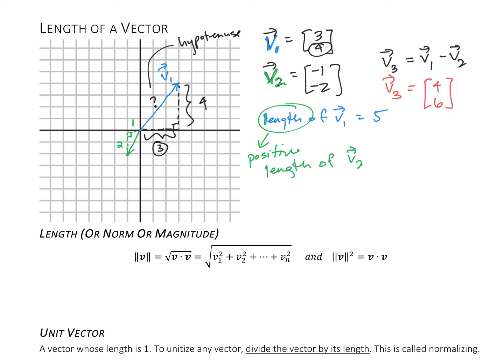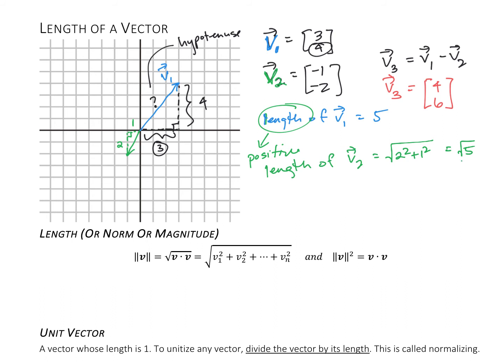So this one here, the length of V2 happens to be the square root of 2 squared plus 1 squared, which is the square root of 5, right? And you can leave it as the square root of 5. You could express it as a decimal. You could leave it as the square root of 5, whatever floats your boat.